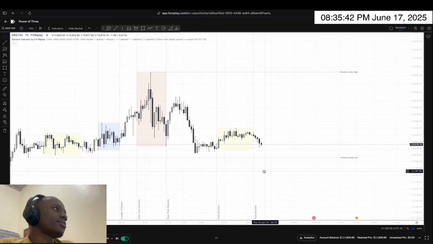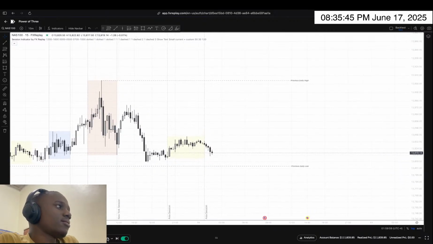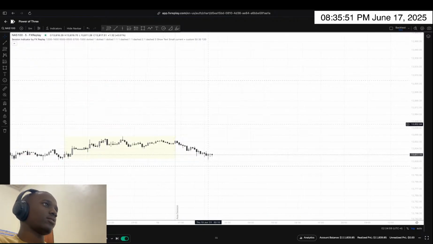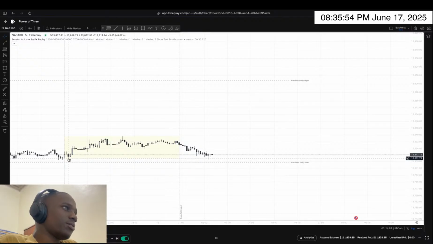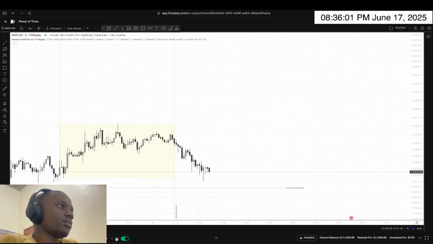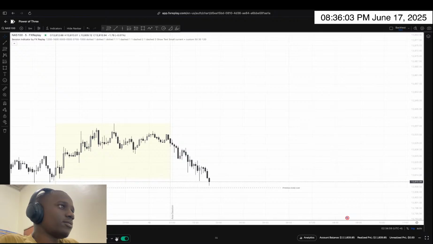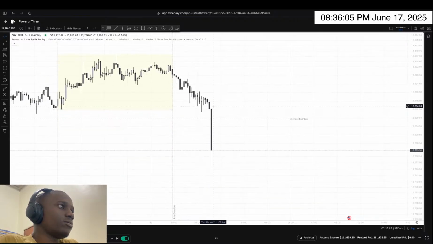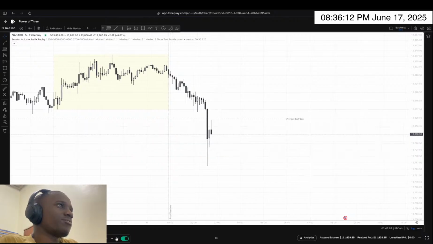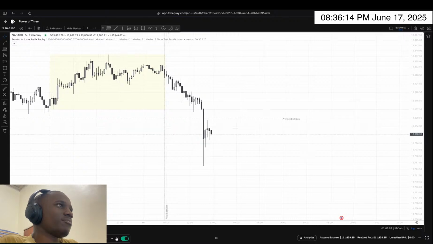Okay, so a new day starts. We take out the Asia lows. This was the low from Asia. We dropped below it by a bit. Let's see if we get an entry for the Judas swing. Oh, so we dropped massively. I don't know if this was a news event or something like that, because this is a really big candle.